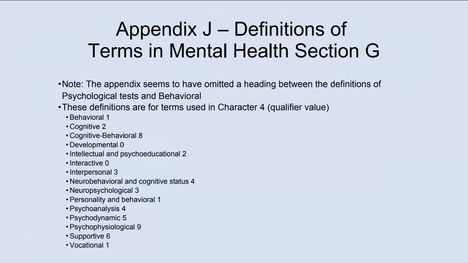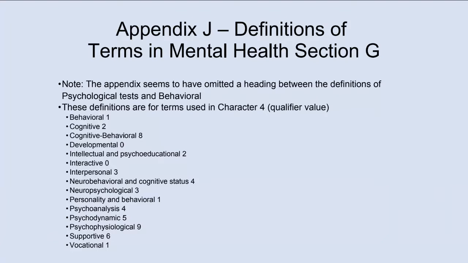Appendix J also includes definitions of character 4, the qualifier value in the mental health section. I don't know about your CPT books, but in my book, which is AMA's book, the heading dividing character 3 and character 4 definitions was omitted. It's in the previous version, the 2021 version, but not in my 2022 version. Maybe you have that, I don't know, mine doesn't. So the heading should be after psychological testing and before behavioral, the difference between character 3 and character 4. So these are definitions for character 4, the qualifier values.